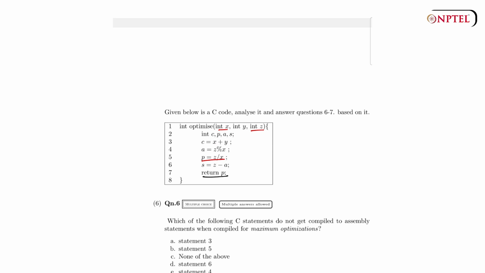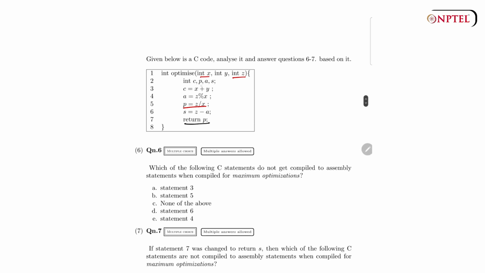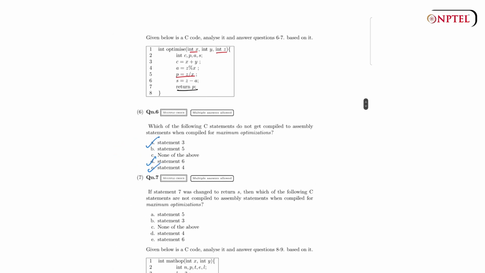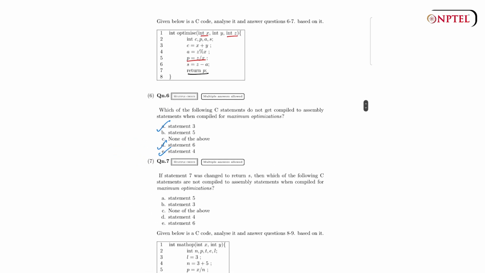So which of the following statements do not get compiled? Then you have your 2, 3, 4, and 6. So here I have 3 is not going to get compiled. 4 and 6 are both not going to get compiled. So the only statements that are going to get compiled are 1, 5, and 7. Okay. If statement 7 was changed to return S, which are the following?